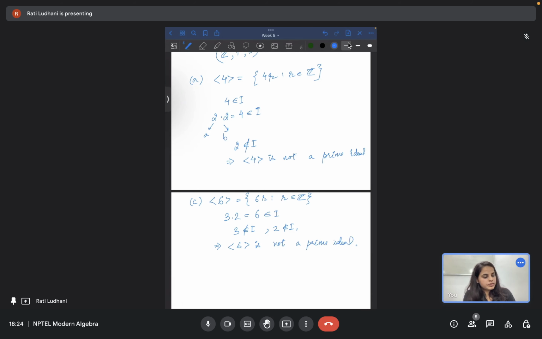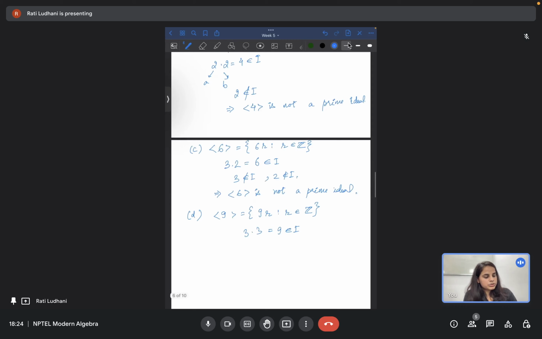Exactly. Let's see D, which is 9. What can I take for 9? 3 into 3. Exactly. So 3 into 3 is 9, which belongs to I, but 3 does not belong to I. So A into B belongs to I, but 3 does not belong to I, which gives a problem. So this is not a prime ideal either.